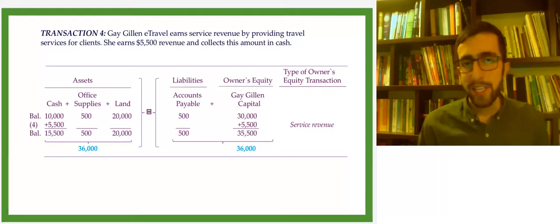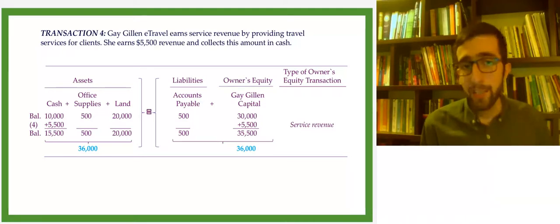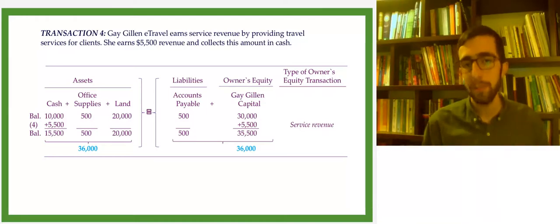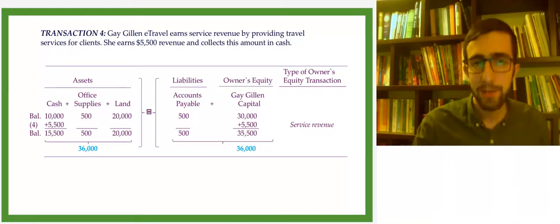In the next transaction, Gagelen earned service revenue by providing travel services of $5,500 in cash. As you can see, both sides of the accounting equation increase. On the left side, cash is a subset of assets and it increased because Gagelen's business received cash. And on the right side, service revenue is a subset of capital and it increased too, because $5,500 cash was received from a client for the services. And the balance of both left and right side is $36,000.